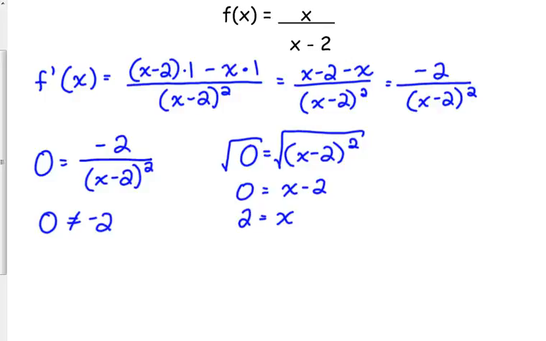So put that on our number line. We need to test the value to the left. Remember I said use 0 as much as possible. This is an instance where we can use 0. And 3. Again, we're not worried about the value of the derivative, we just want to know whether it's positive or negative. So when we plug 0 into the derivative, we've got a negative divided by a positive, because any number squared is positive, so that's negative to the left of 2.